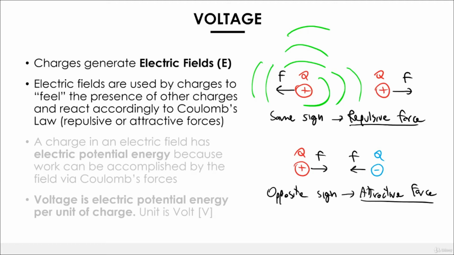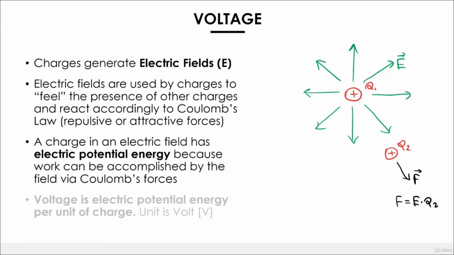And the other charge Q, depending on the relative distance between the two charges, will feel a certain electric field, and depending on the intensity of the electric field at the position of the charge Q, it will be subject to a certain force F. So electric fields are used by charges to feel the presence of each other and react accordingly to Coulomb's law.